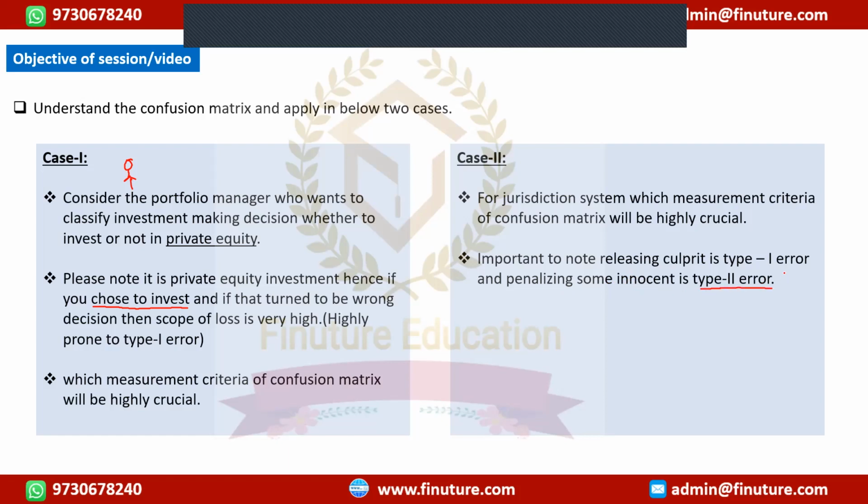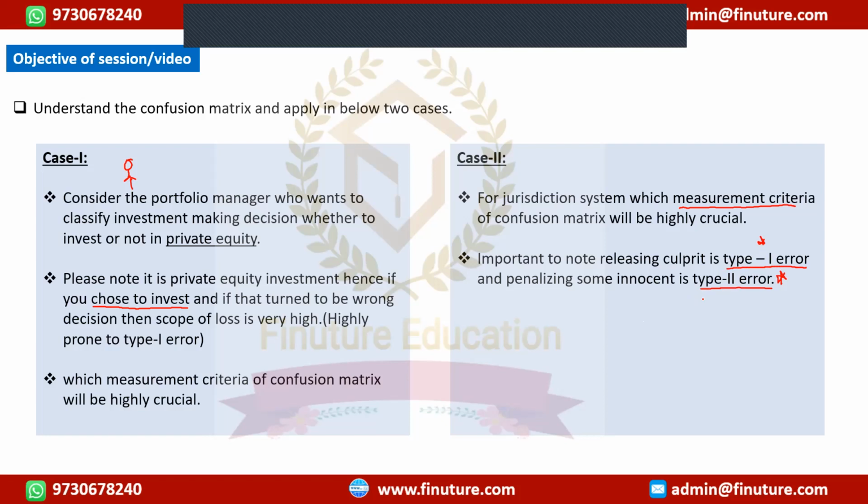Over here, for me, it's more important to understand type 2 error. It's very critical to be mindful of type 2 error because it's very important that no innocent is held guilty. So in this case, what is the measurement criteria for a model that you will apply? So stay till the end of the video because, trust me, it will make your type 1, type 2 error understanding very thorough.